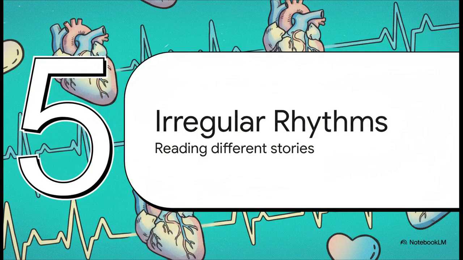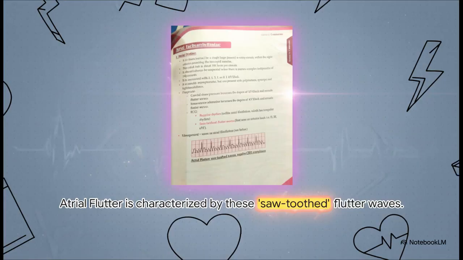All right, for our last section, let's look at some of the most common irregular stories the heart can tell. These are the arrhythmias. Oh, this is a classic: atrial flutter. What's happening here is the electrical signal in the atria gets stuck in this super fast loop, and it creates this unmistakable sawtooth pattern. The heart rate is fast, but it's regular. And honestly, it's one of the most visually distinct patterns you will ever see on an ECG.